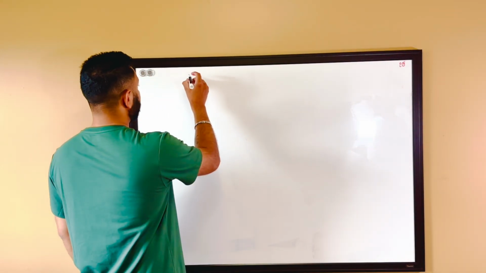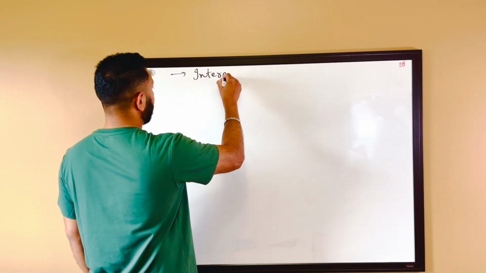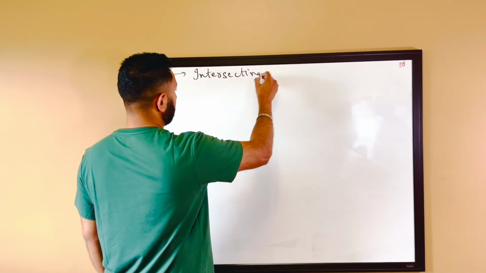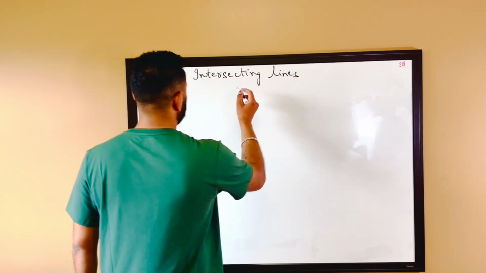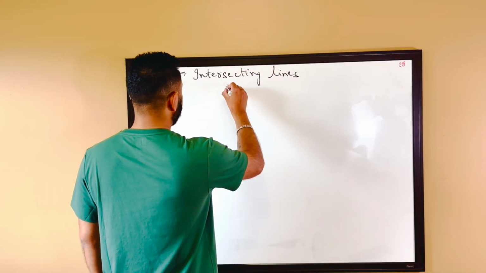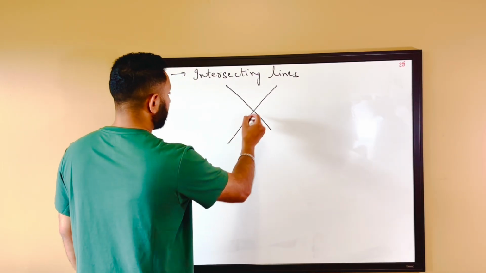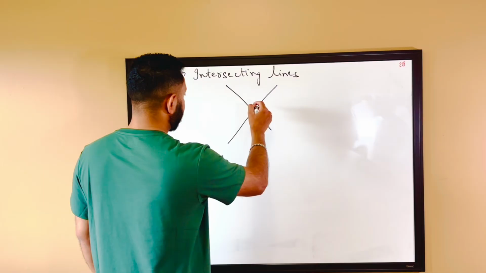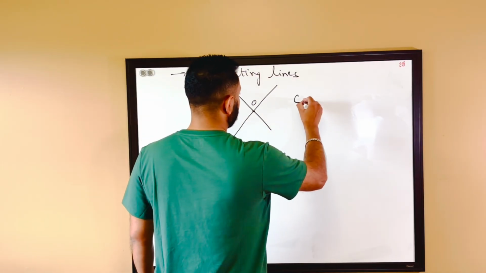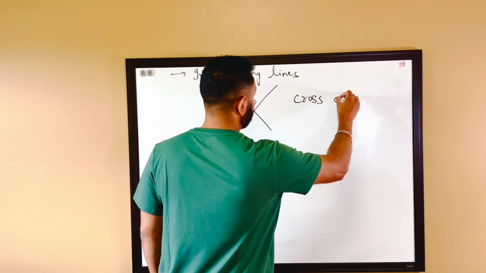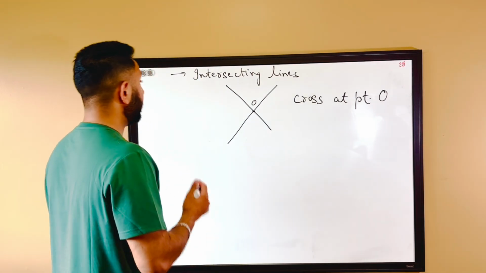So, our first subtopic is intersecting lines. So they are the ones that cross at some point. Like this is the first line and this is the second line. So these two lines intersect, like cross at point O. That is the reason these lines are intersecting lines.